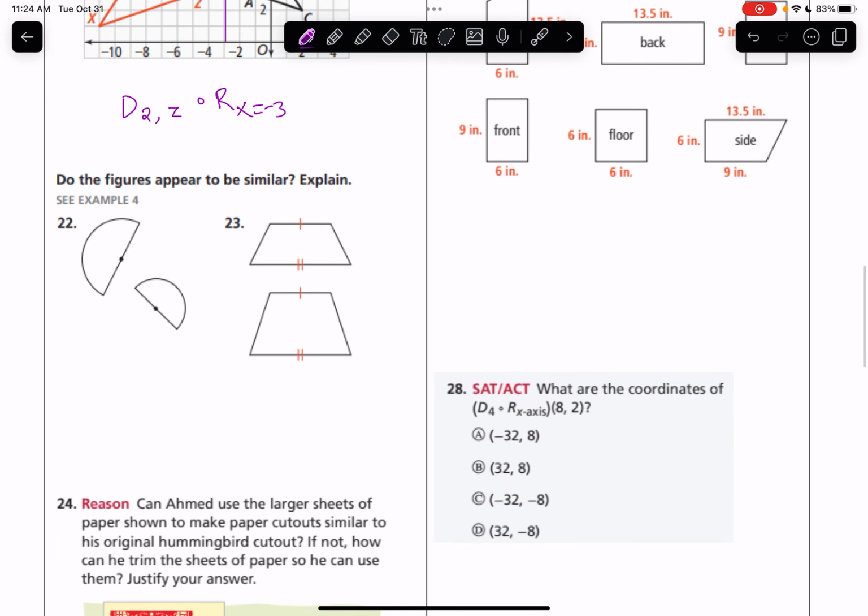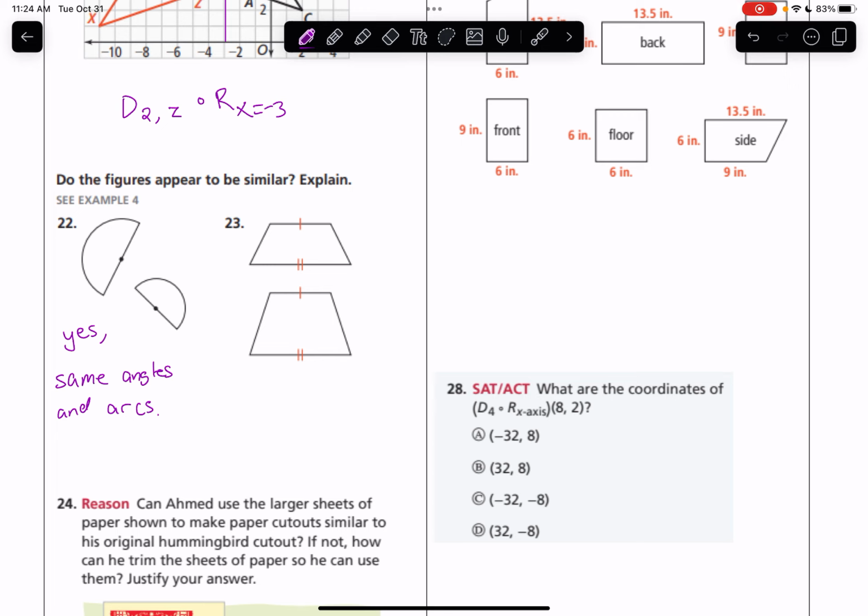Do the figures appear to be similar? Explain. In 22 they do. So yes, and we can tell that because the arcs or angles are the same. You can say same angles and arcs, even though they're different sizes.